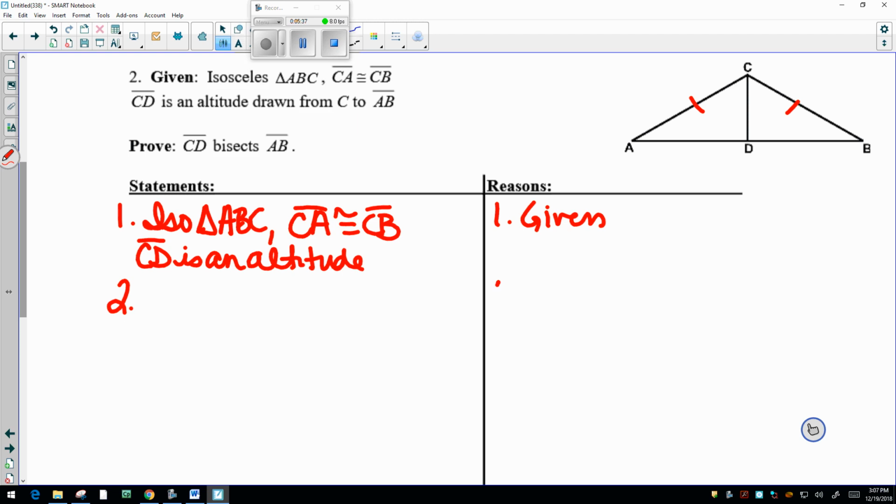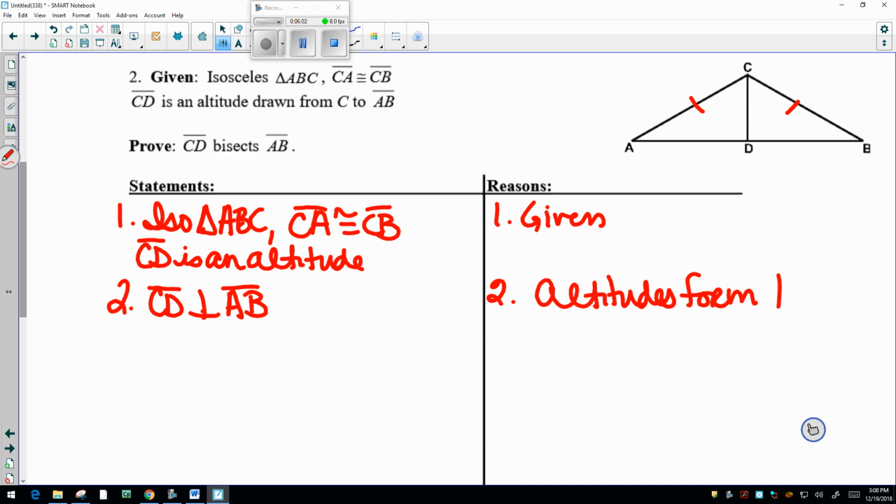Let's start with the altitude. If we go back to our special segments in triangles, we know that altitudes are perpendicular lines. So what that's telling us is CD is perpendicular to AB, and our reason over here is because altitudes form perpendicular lines.